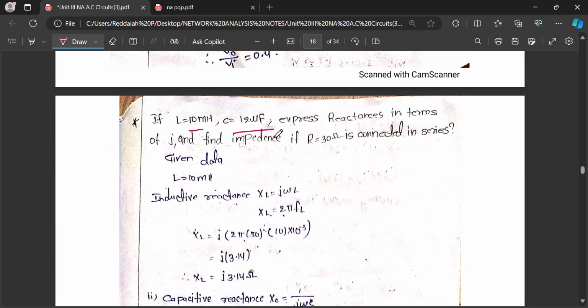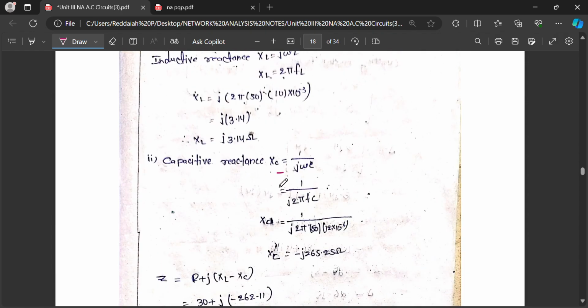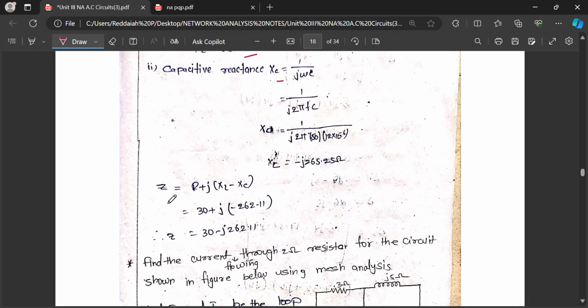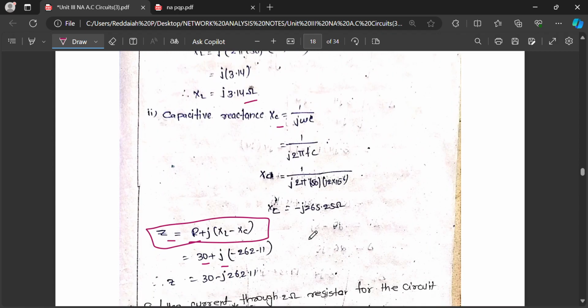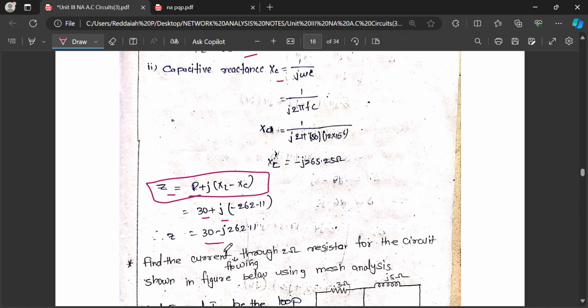Next, if L equal to, C equal to, L and C are given, express the reactance in terms of j and find the impedance if R equal to 30 ohm. R equal to 30 ohm is given, L is given, C is given. Find capacitive reactance and inductive reactance. After that, Z equal to R plus j(XL minus XC). Substitute all this: 30 plus j into XL is j3.14, minus XC is minus j2.65, so 30 minus j. This is the total impedance.